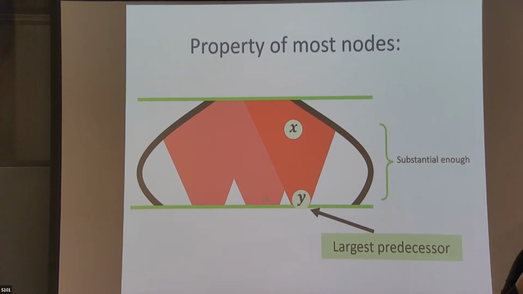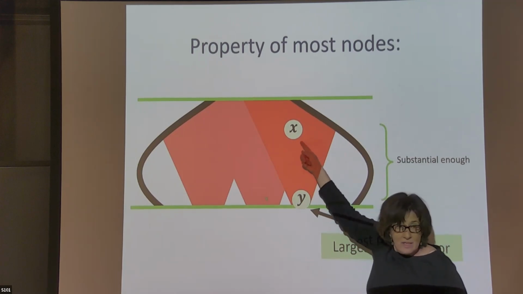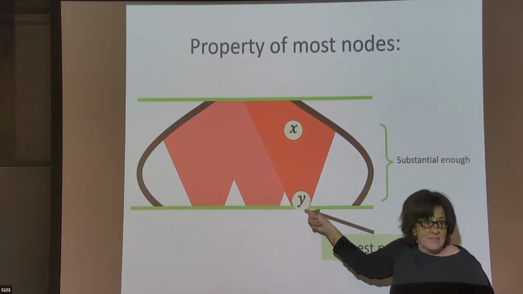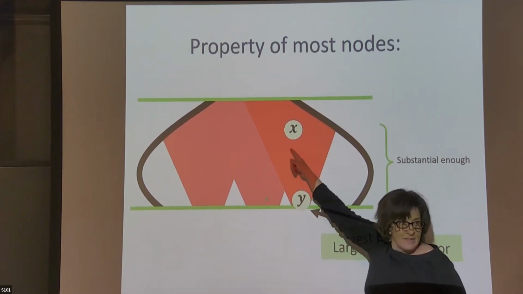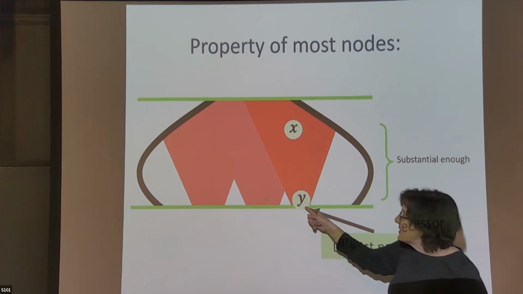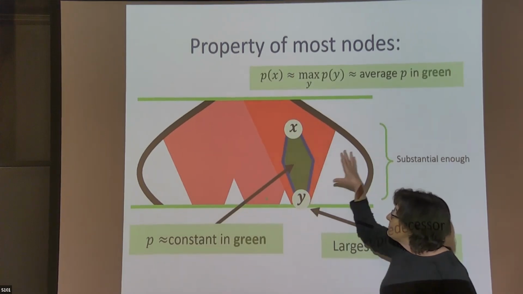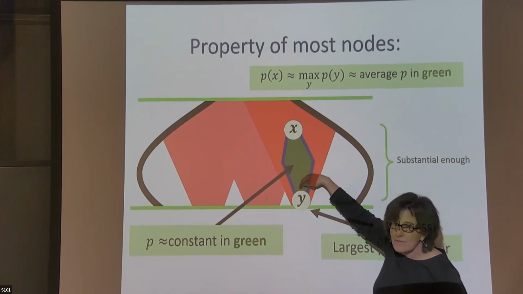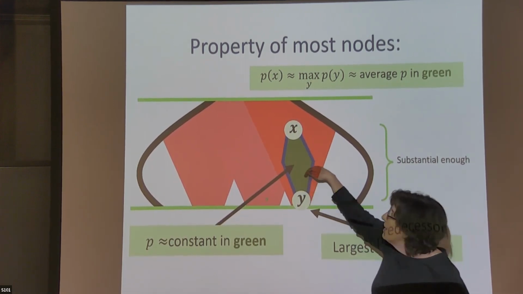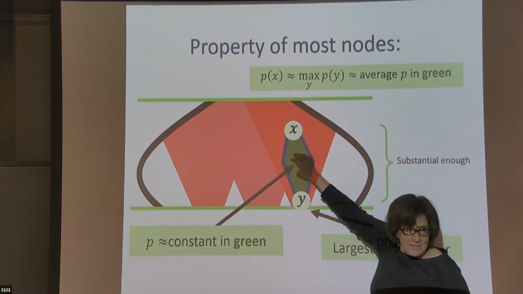And then, because everything is tight, nothing exciting is happening between these green levels. That means that x is the max, not only of its children, it's also the max of all its predecessors on this line. Let's say the max predecessor on this line was y. Then nothing exciting can happen, so all these guys have to be equal to P of y, and P of x has to be equal to P of y. So the probability distribution needs to be constant in this diamond.